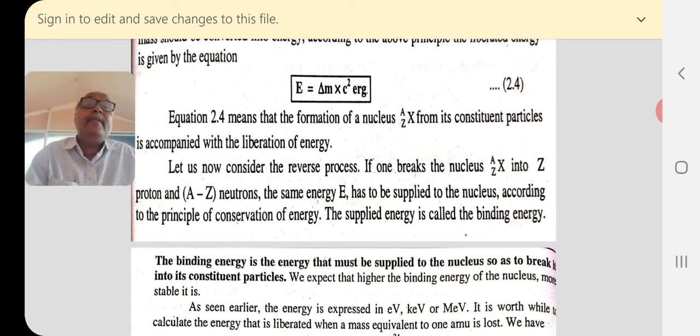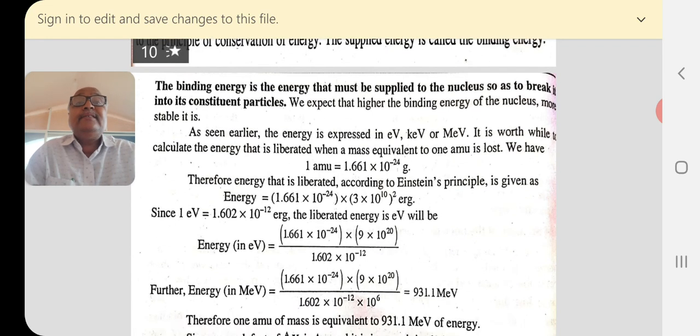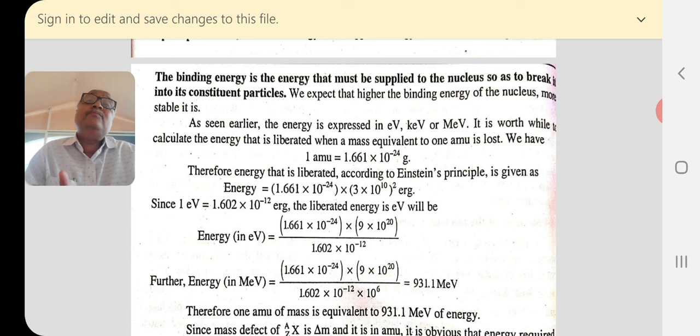If one breaks the nucleus into Z protons and A minus Z neutrons, the same energy E has to be supplied to the nucleus according to the principle of conservation of energy. The supplied energy is called binding energy. In very simple words, the binding energy is the energy that must be supplied to the nucleus so as to break it into its constituent particles. The higher the binding energy of the nucleus, the more stable the nucleus is.